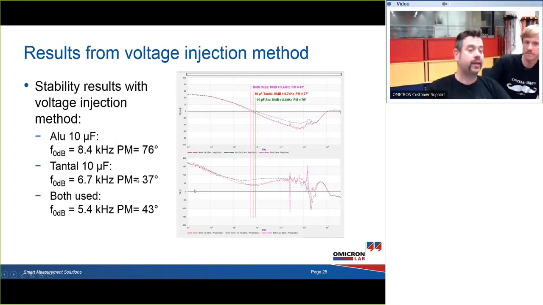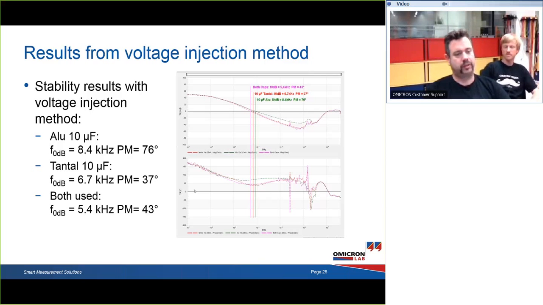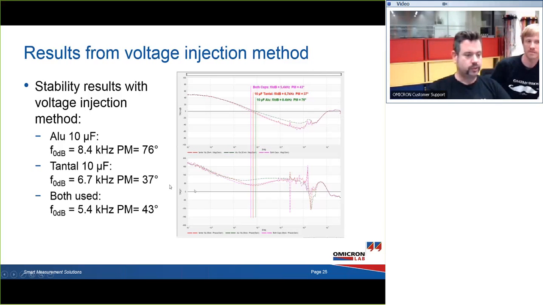And then we activated both capacitors. Since one has a high ESR and one has a low ESR, these ESRs are now in parallel, and the capacitance adds up. In total, we get a capacitor which has a better Q than the aluminum electrolytic capacitor, but a worse Q than the dental capacitor. As a result, the phase margin should be in between, and it was: roughly 43, 44 degrees. So this was what we've done.